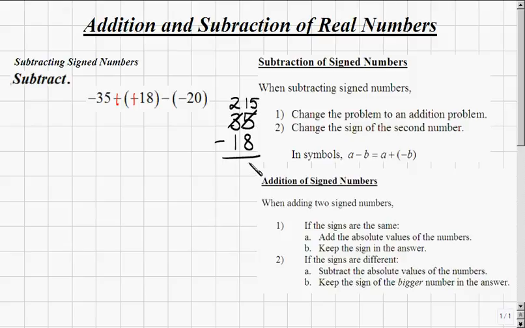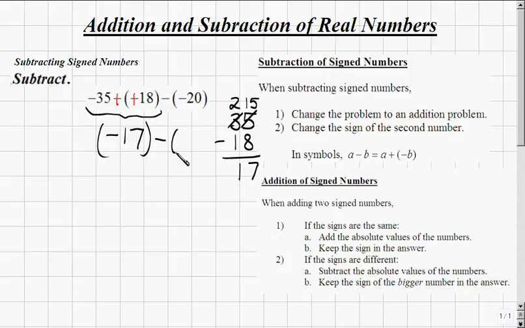15 minus 8 is 7. 2 minus 1 is 1. So our result will be 17. And further, since the sign of our larger number between 35 and 18 is negative, we'll keep the sign of the bigger number. That means negative 35 plus 18 is negative 17. Let's write down the rest of our work now.